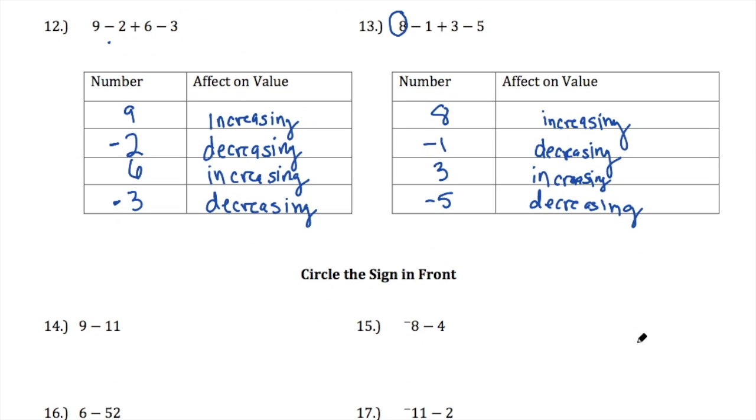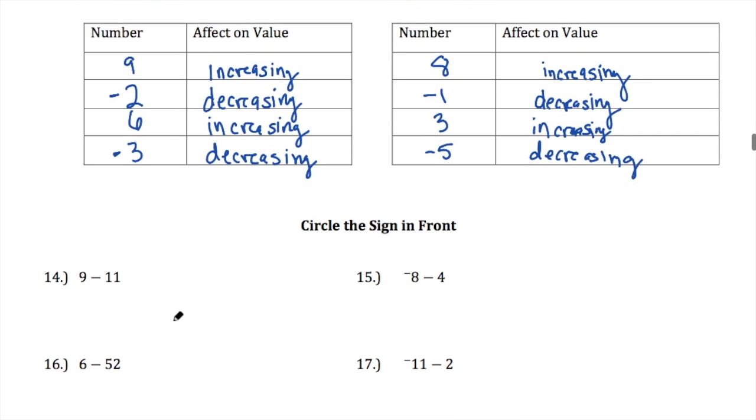So as you notice, I circled the sign in front of that number. 8 was circled with that space in front, telling us that it's a positive number. I'm going to do the same thing in these examples below. So nothing written in front of the 9, it's a positive. What's written in front of the 11? A minus sign or a negative sign. Remember, they have the same interpretation.